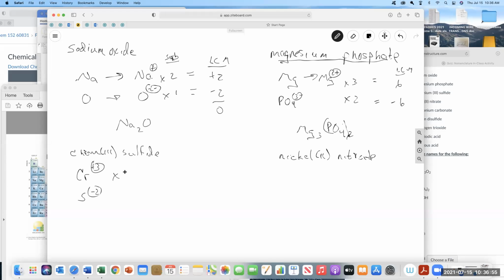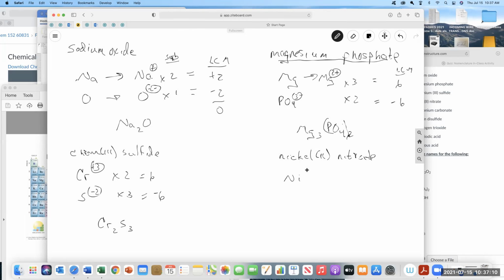So we do that same thing that we did over here. We need 2 of these and 3 of these. You don't have to show this work on a test, by the way. So it'll be Cr2S3. Nickel 2 nitrate, same idea.